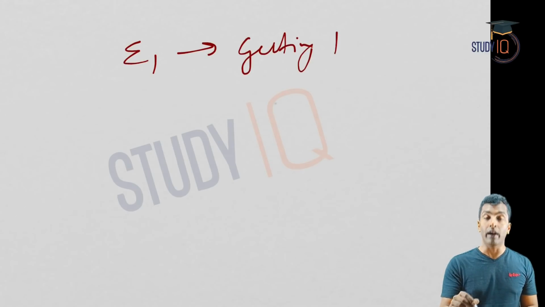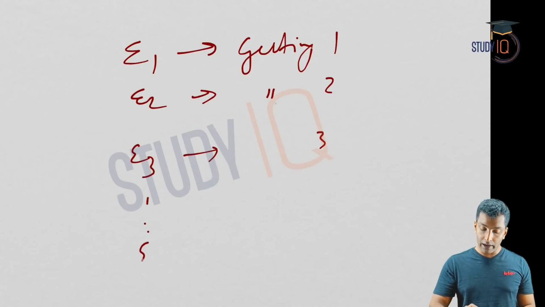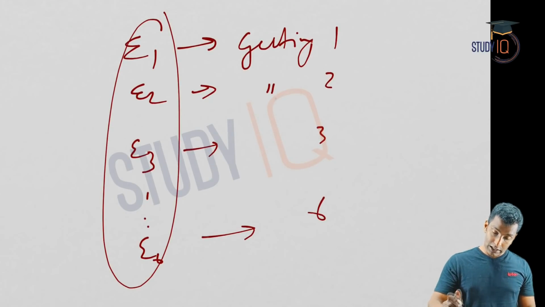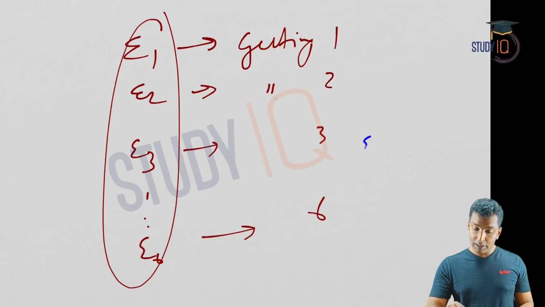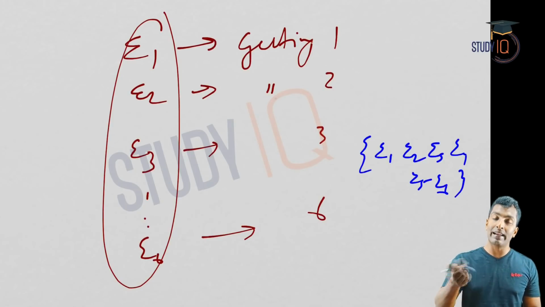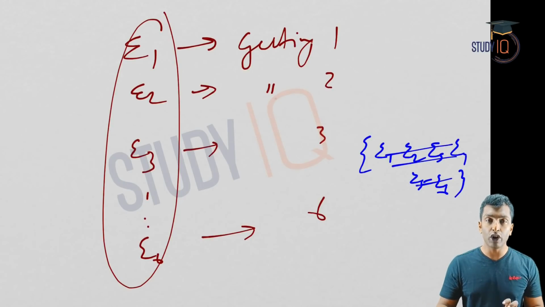So if you extend this, if you are rolling a die, elementary event 1, what is that? Getting 1. Elementary event 2 is getting 2. What is E3? Getting 3. And so on, and E6 is getting 6. So there are 6 elementary events. If you ask me what the sample space is, the sample space will be E1, E2, E3, E4, E5, E6. E1 is getting 1, E2 is getting 2. So all these are the possible outcomes. I hope it is clear for you.